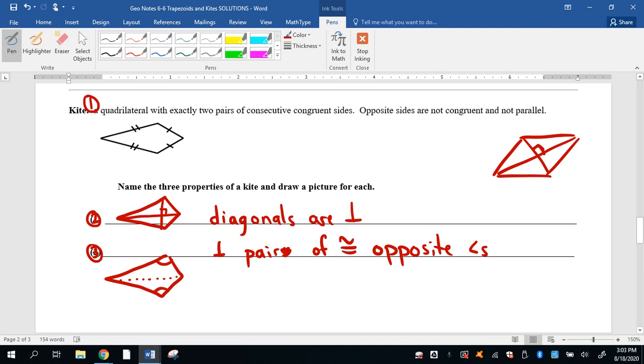Have a really good time with the practice on these. You're using the properties, so you have to know all of your properties, and you are applying the properties using algebra, which is, I think, just a blast.